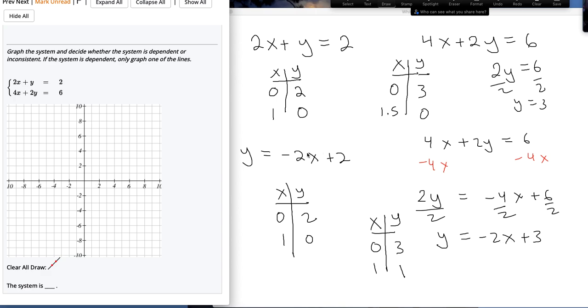And then this one's going to have that same slope, which makes sense because, right, they have to be parallel. And it's just going to be one box up. It's going to start at 3 and it's going to go over 1 and down 2. So there's 2 ways to get there.